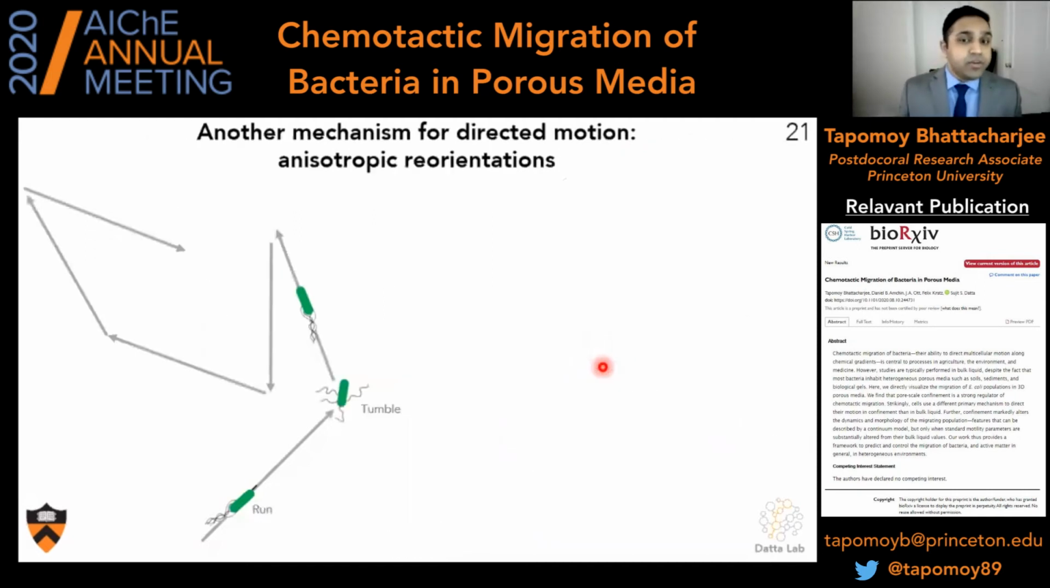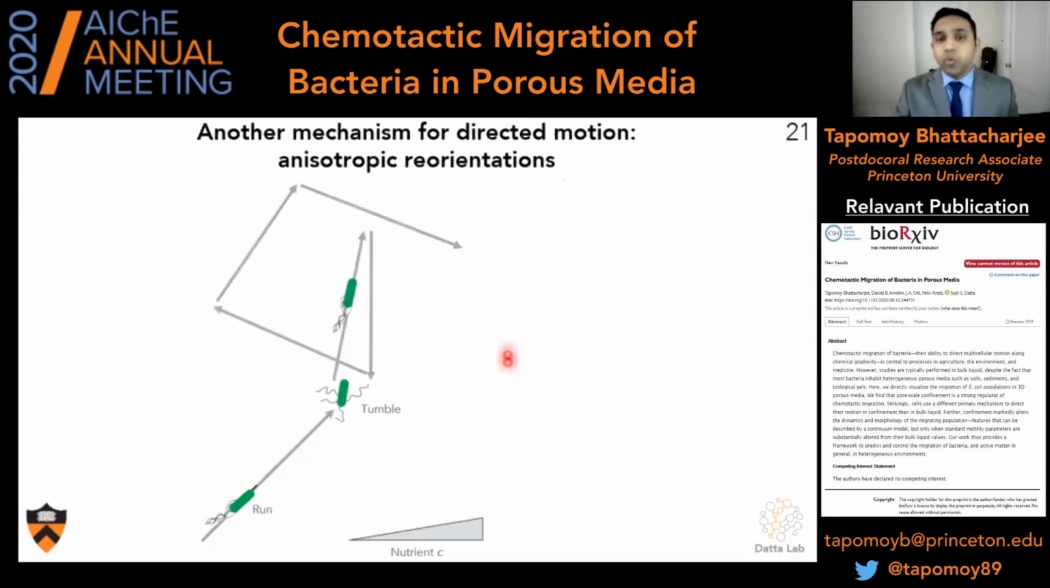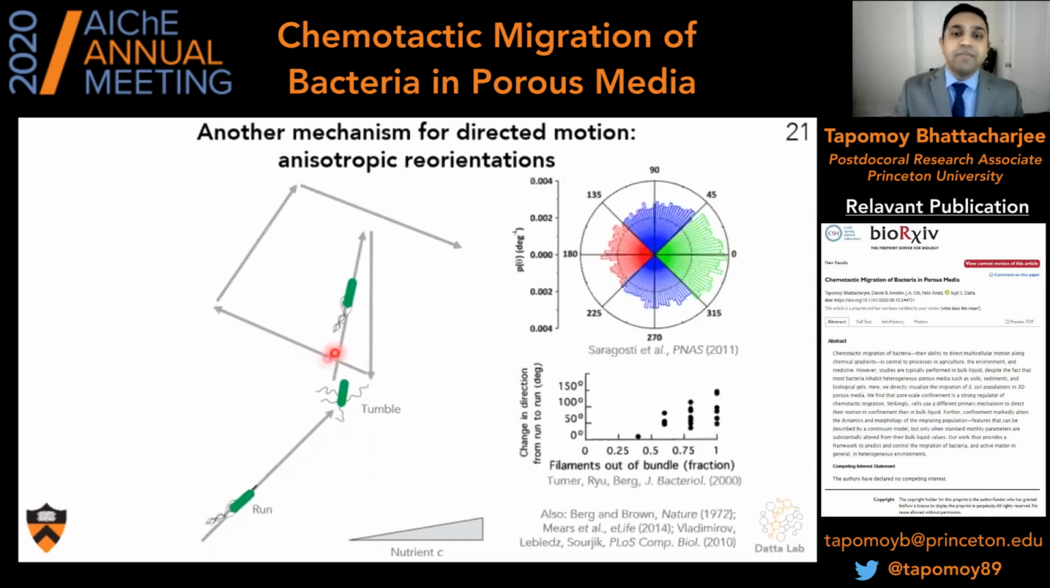Turns out there is another mechanism by which E. coli cells can bias their motion. They can move towards the more nutrient-rich zone by biasing their reorientation amplitude. In simple words, when they tumble, they move more towards the nutrient-rich zone. And E. coli cells can actually do that. They can bias their reorientation amplitude by involving different numbers of flagella into the unbundling process.